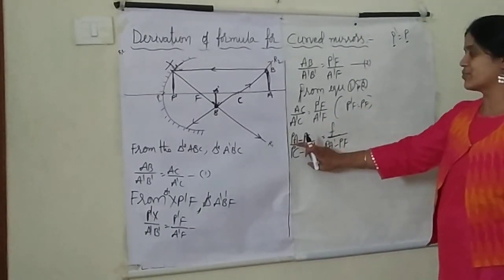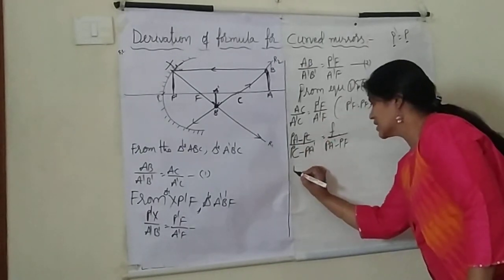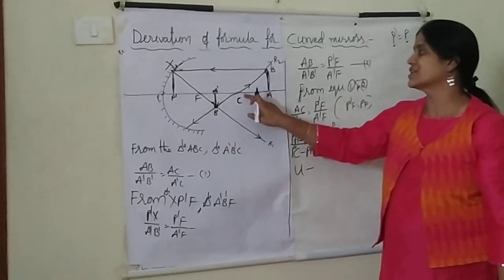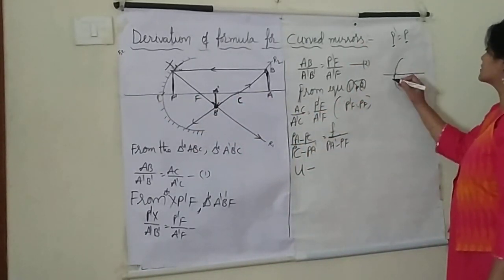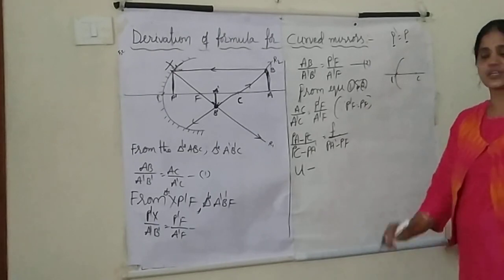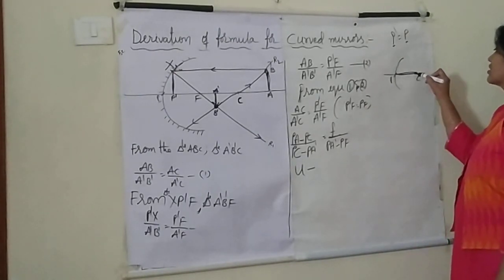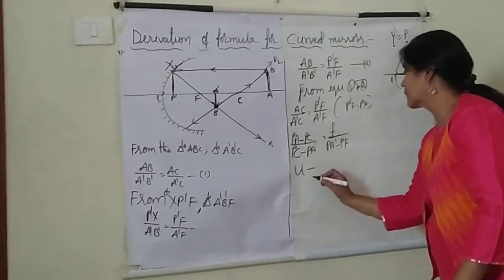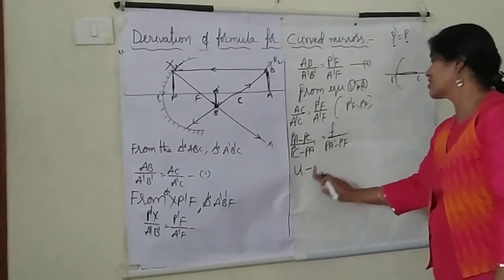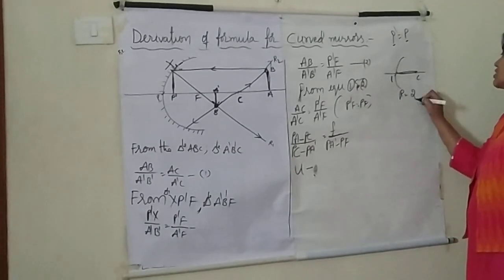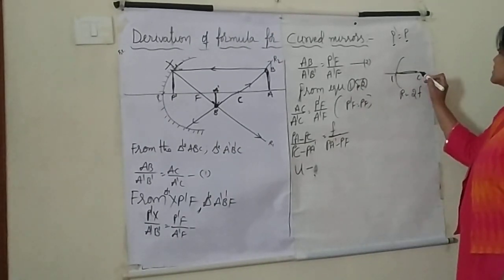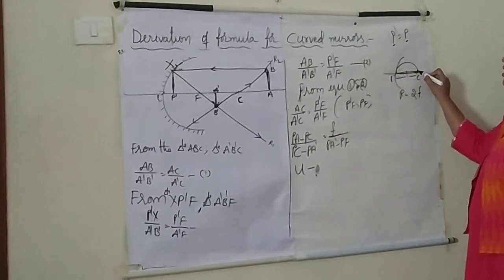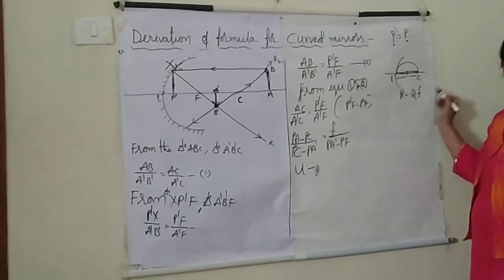So instead of PA, we will take it as U. Minus PC. P to C, P to C means what? This is P and this is the center of curvature, which means radius of curvature. That radius of curvature, I will take it as R. Instead of R, R is equal to 2F, because the center of curvature is F plus F, 2F. Instead of R, I am going to take it as 2F.